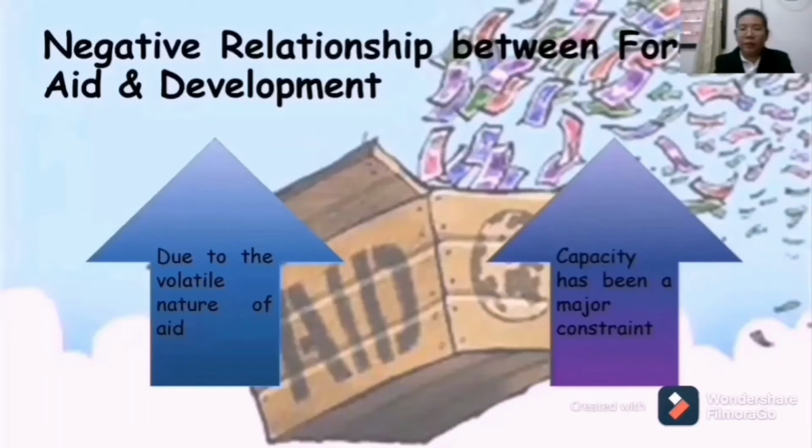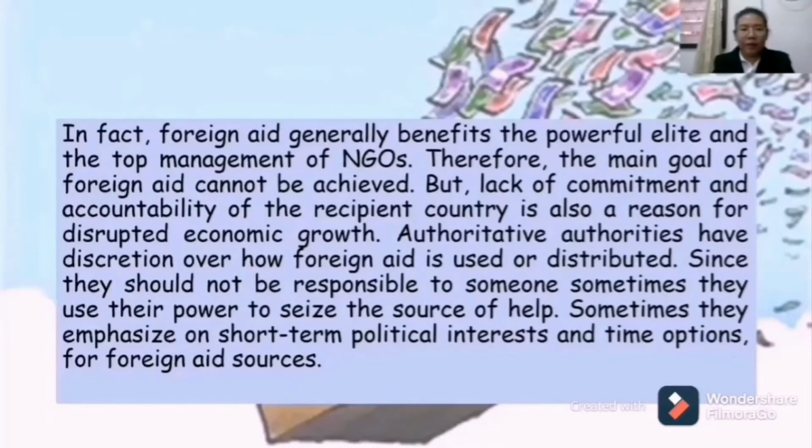Next, capacity has been a major constraint. That is, the donor relationship has asymmetric influence between the strong and weak parties, where the structure of political and economic domination and exploitation leaves little room for them to choose. If the aid is tied, at the same point during the negotiation the donor begins with the higher ability. In fact, foreign aid generally benefits the powerful elite and the top management of the NGOs.